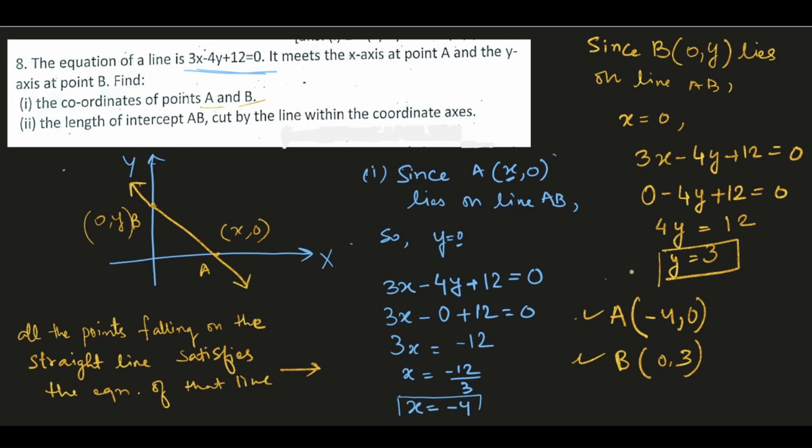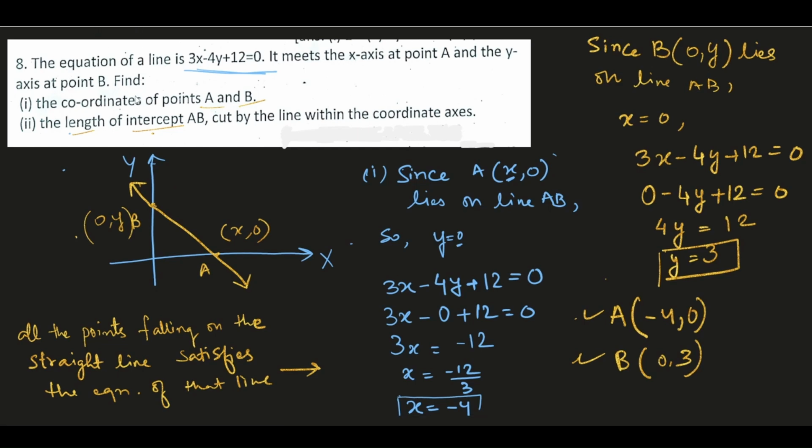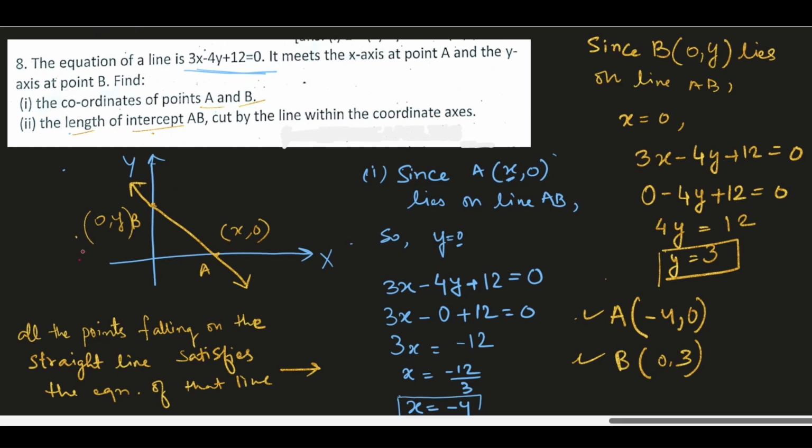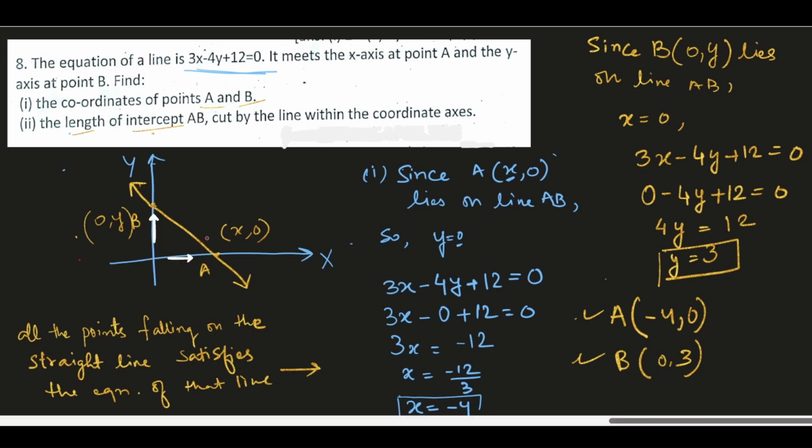The length of the intercept AB cut by the line within the coordinate axis. Now this is a very important part. We'll read it again. The length of the intercept. Now let me make it clear what an intercept is. Intercept is the distance of a point on the axis from the origin, and those points are made by a line which has intersected the x or the y axis.